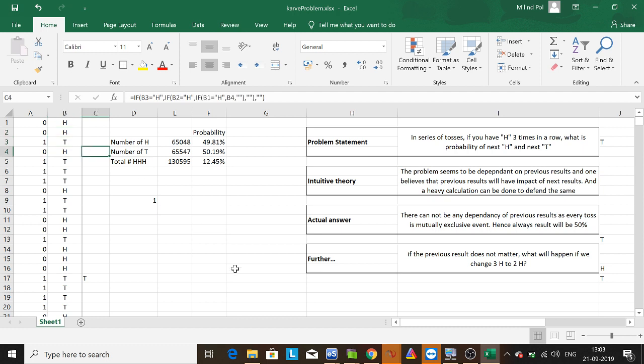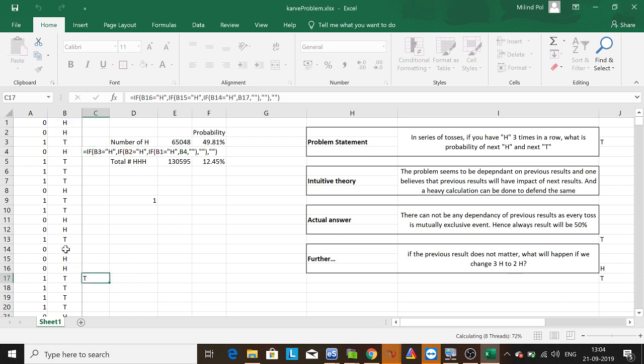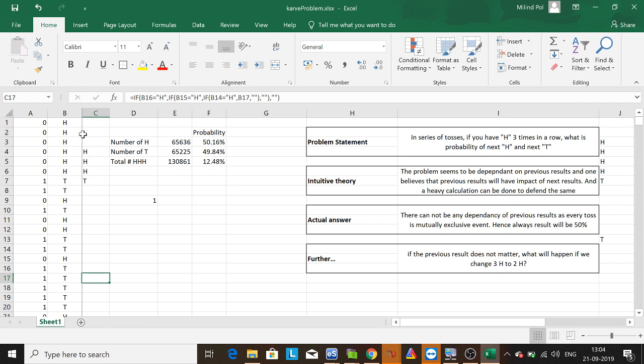Very simple calculation, and then here what I do is if B3 is H and if B2 is H and if B1 is H, so there are three H's in a consecutive way, then print this. So if you look at it from here, there are three consecutive H's and then a T is printed. Here there are three consecutive H's and then H is printed again, H is printed, H is printed, T is printed. So this is how it has been working.